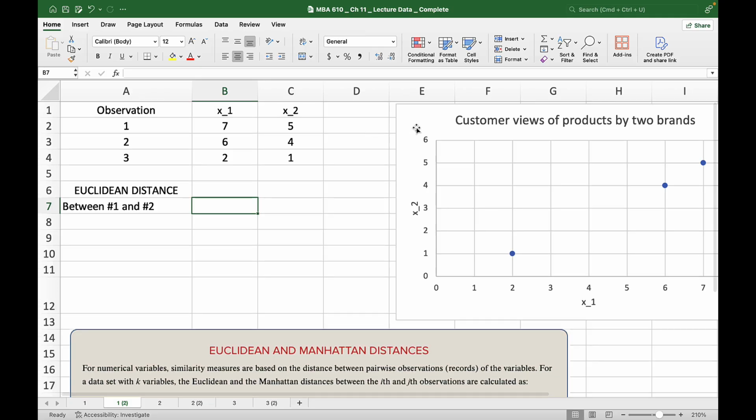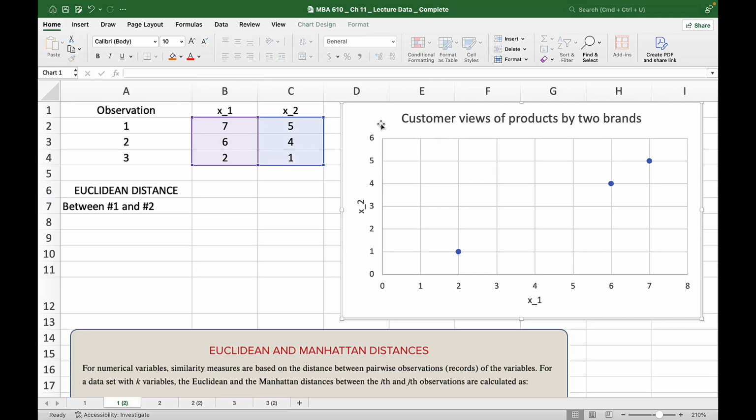When we think of Euclidean distance, one way that might help it make sense is that Euclidean distance basically is calculating the hypotenuse here, like a squared plus b squared equals c squared. It's going to be the Pythagorean theorem. So if these are two variables, the distance between them is the line as a crow would fly.